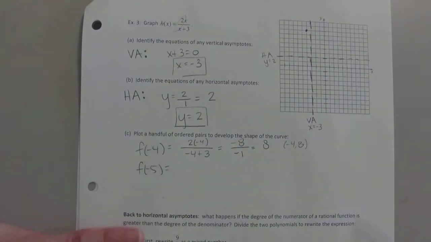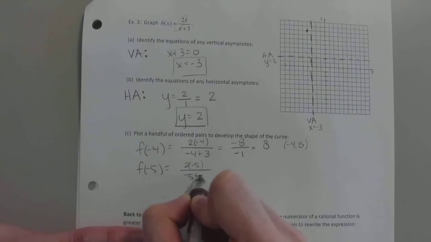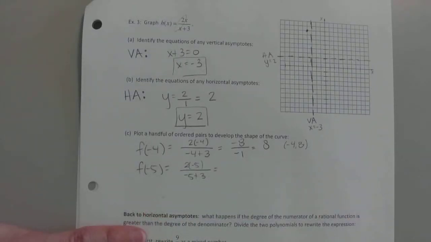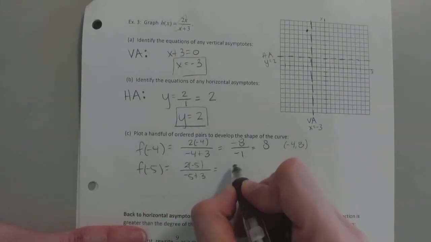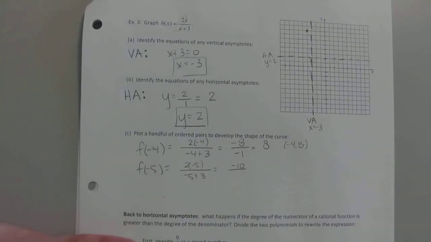So let's go plot him. We're going to go over 4: 1, 2, 3, 4, and up 8: 1, 2, 3, 4, 5, 6, 7, 8. There he is. All right, let's find f of -5.